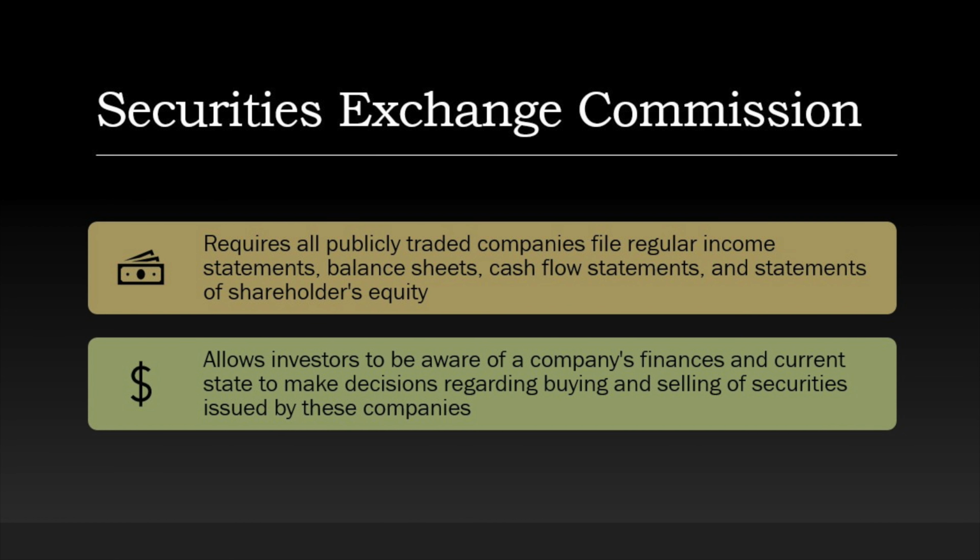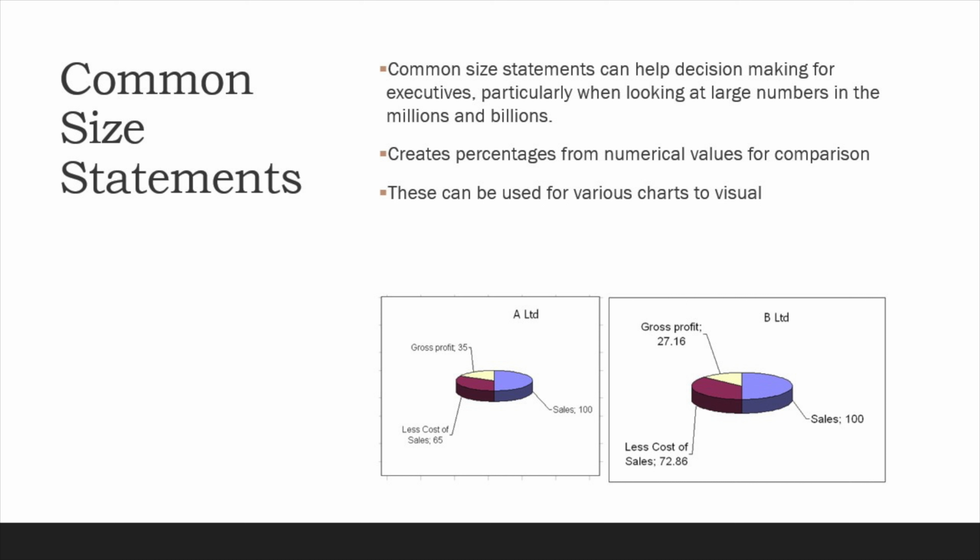The SEC, or Securities Exchange Commission, requires all publicly traded companies file regular 10-Ks that include income statements, balance sheets, cash flow statements, and statements of shareholders' equity to ensure investors are routinely made aware of a company's finances and current state. This allows adequate information for investors to make decisions regarding buying and selling the securities issued by these companies. There are different ways these statements can be created to bolster understanding and aid decision-making.